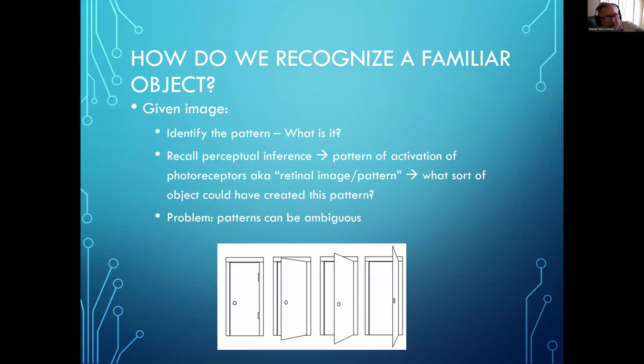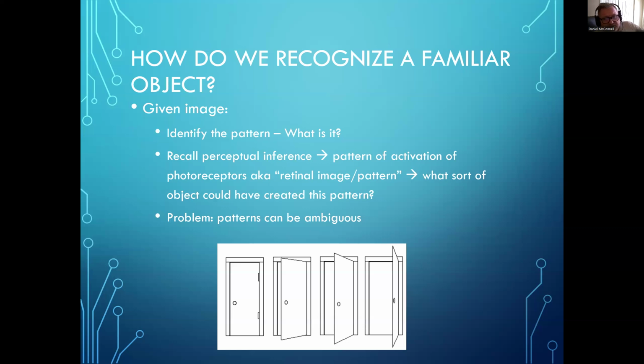So the problem of object recognition, as we have defined it, is that we are given an image, right? We are looking at something, and the light reflecting from it is captured by the lens of the eye and refracted onto the retina, which then projects an image to the retina. That image could be something like the image on the bottom of this slide.